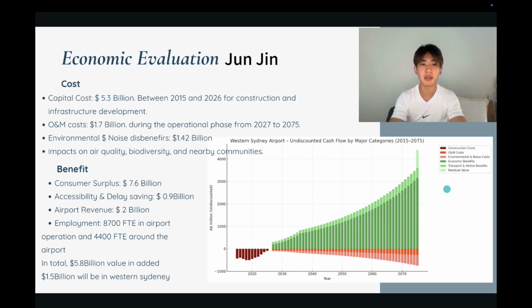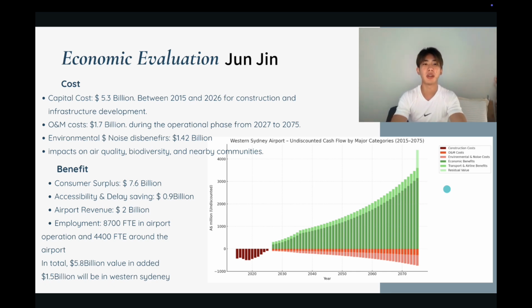The main benefits of the project are consumer surplus, accessibility improvements and delay reductions, airport revenues, both aero and non-aero, and airline operating and road use savings. Importantly, the project will also create around 8,700 full-time equivalent jobs in airport operation and another 4,400 jobs around the airport by 2031. In total, it will generate around 5.8 billion in value added.